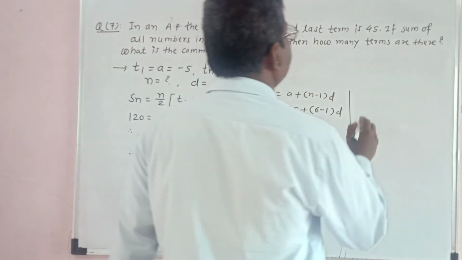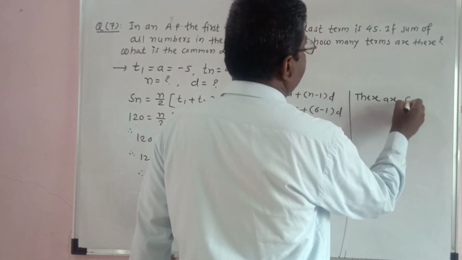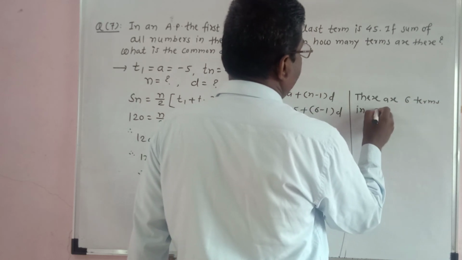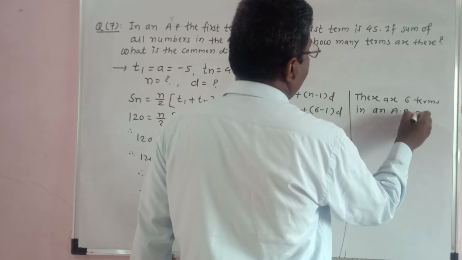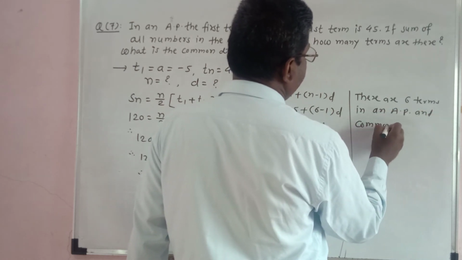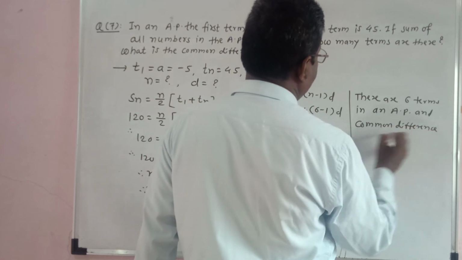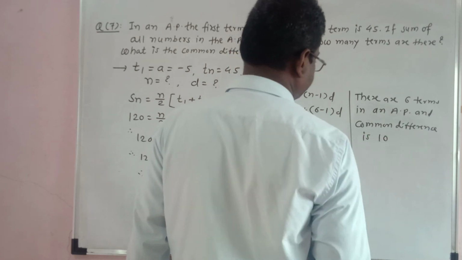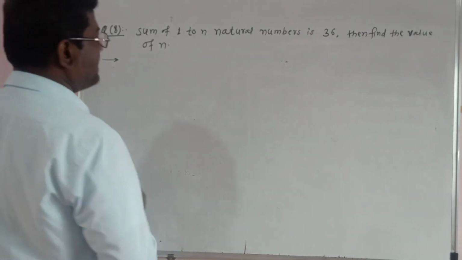So our answer is there are 6 terms in an AP and the common difference is 10. Common difference is 10.